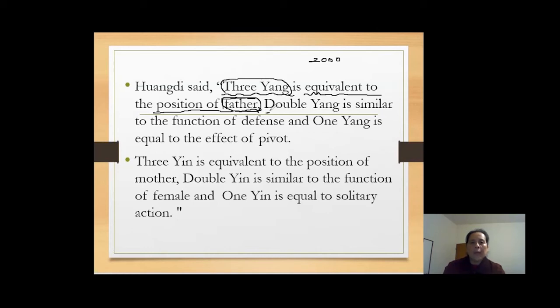And what does double yang mean? The double yang, their functions are defense, like protection. In other words, the Tai Yang, the fathers do most of the work, including holding something in the family and also needing to go outside looking for the food or whatever. But Shao Yang mainly just protects the family, the house.